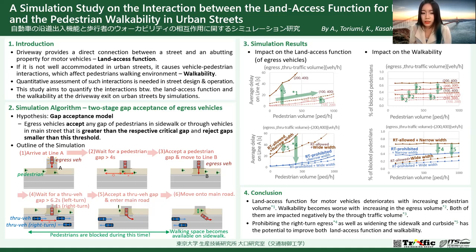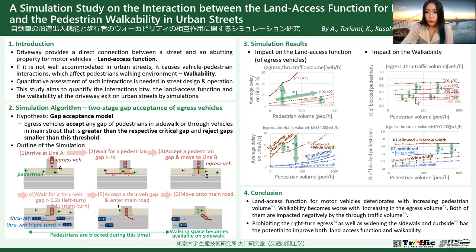So it should be mentioned that from step 2, when the egress vehicle waits for the first gap, the pedestrian gap, to step 5, when the egress vehicle accepts the second gap, the through gap, all through this time the pedestrians are blockaded. And after step 6, when the egress vehicle moves on to the main road, that means that the walking space becomes available on the sidewalk for the pedestrians.